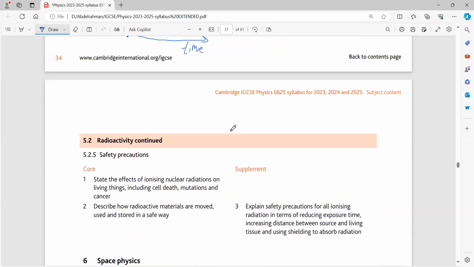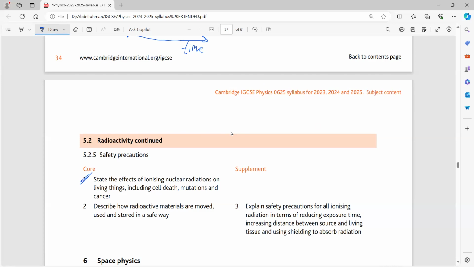Continuing the radioactivity: state the effects of ionizing nuclear radiations on living things. They definitely have some dangers. They could cause cancer, they could kill living cells, they could cause mutation. How does the beta get stopped? The beta gets stopped by a thick sheet of aluminum.